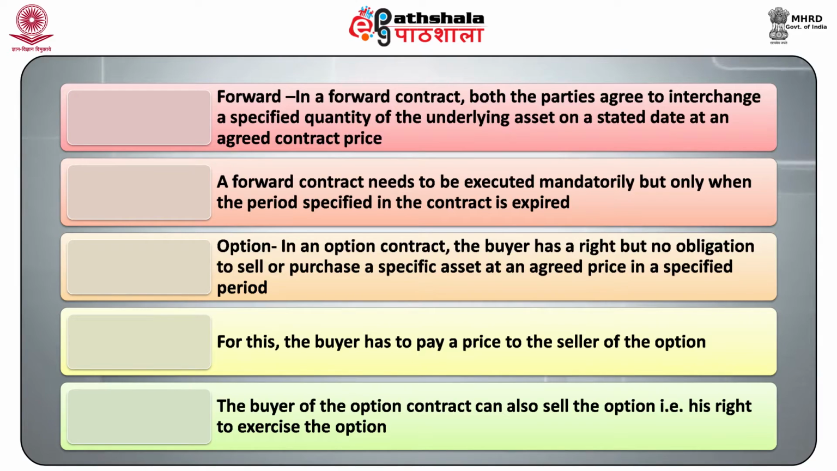A forward contract needs to be executed mandatorily, but only when the period specified in the contract has expired. Option. In an option contract, the buyer has a right but no obligation to sell or purchase a specified asset at an agreed price in a specified period. For this, the buyer has to pay a price to the seller of the option. The buyer of the option contract can also sell the option, that is, his right to exercise the option.